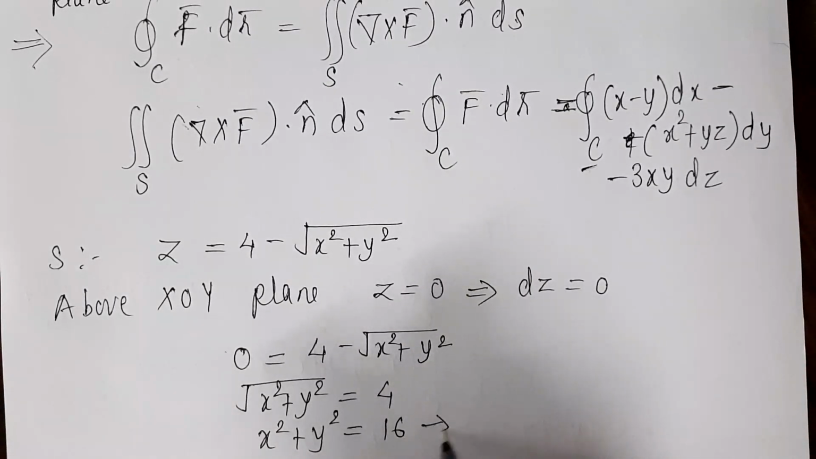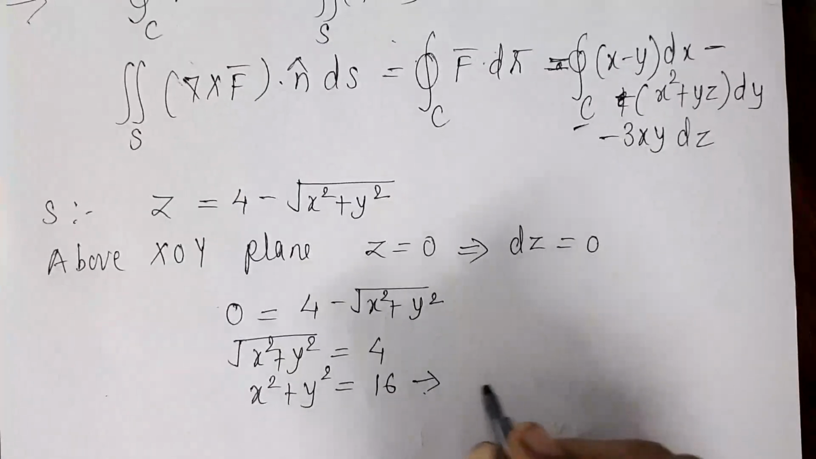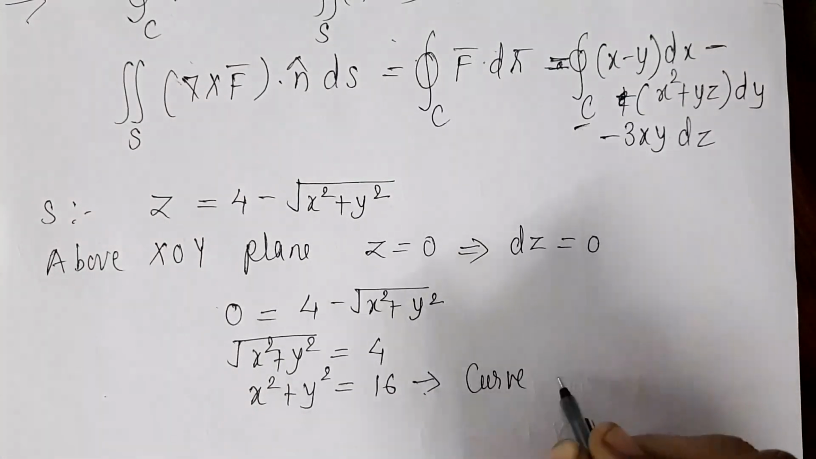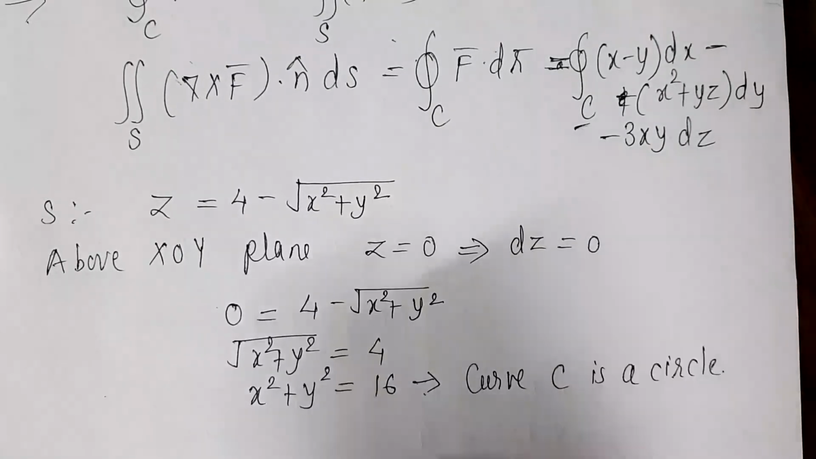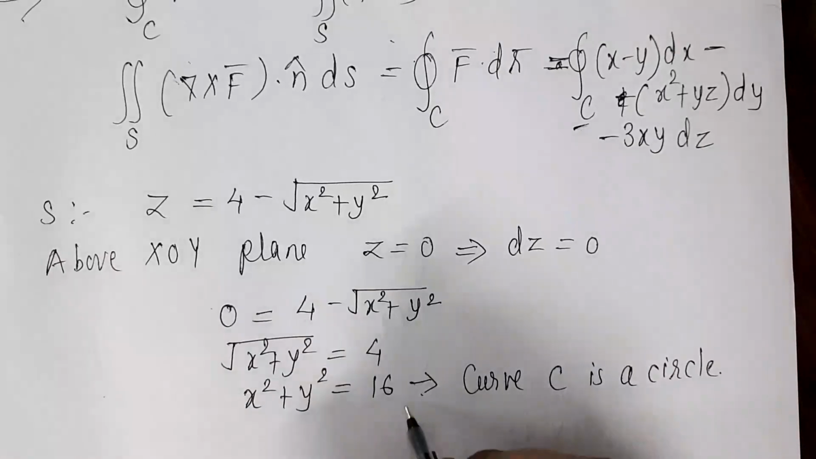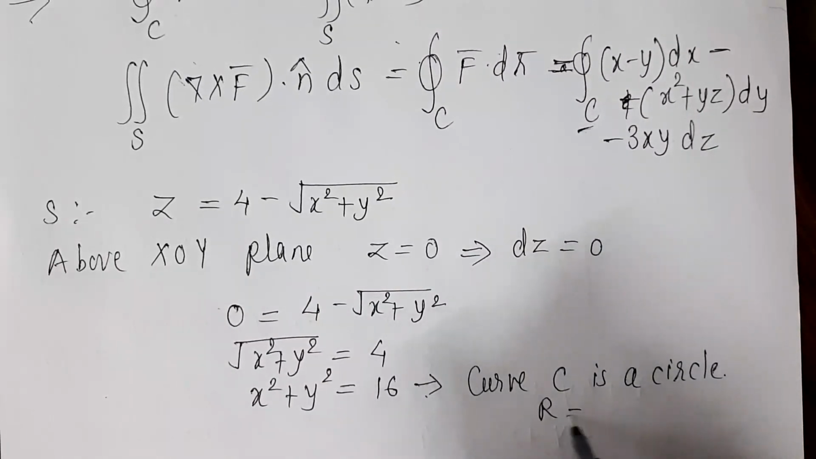So above the XOY plane, whenever Z is equal to 0, what do we get? Curve C is nothing but the circle. So curve C is a circle. And if it is a circle, what is its center and radius? Center is 0, 0 and radius is equal to 2.